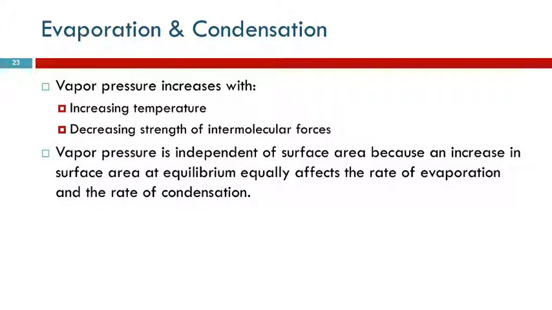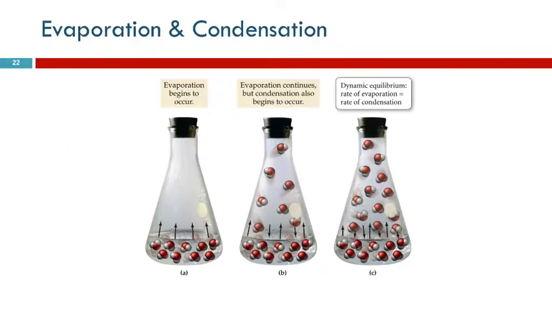The surface area doesn't affect the vapor pressure. So if we look at this one that's in equilibrium, if we increase the surface area, if we make it a wider Erlenmeyer flask so this can spread out, that's going to affect the rate of evaporation and the rate of condensation equally. Because if you have a larger area, then more of these are going to get trapped again. So increasing the surface area doesn't affect the vapor pressure. It's the temperature and the strength of the intermolecular forces. Any questions?